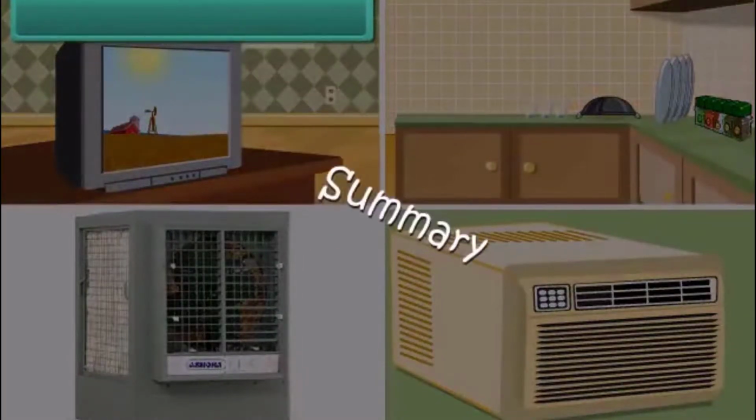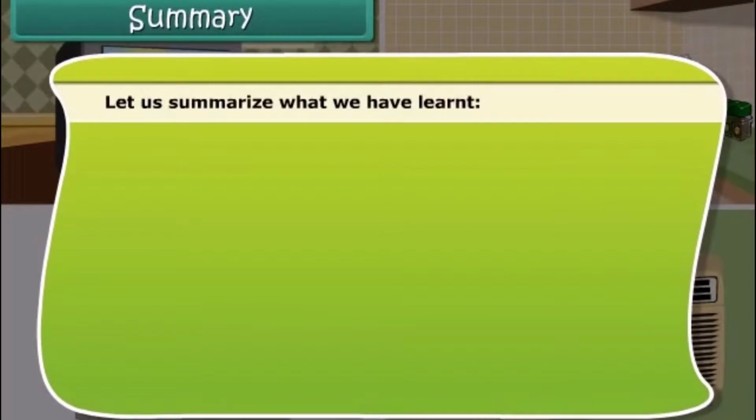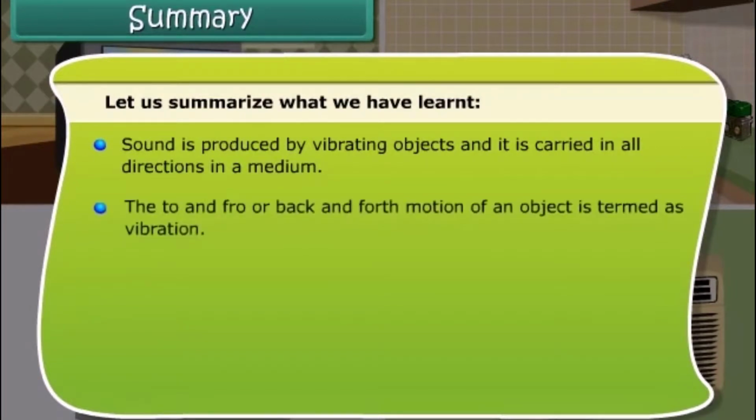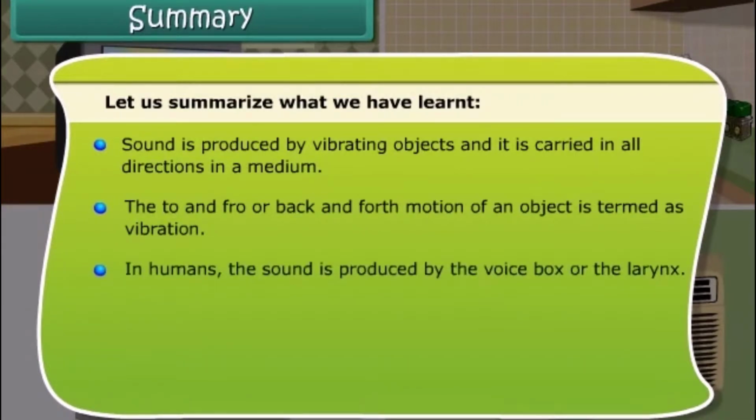Summary. Let us summarize what we have learned. Sound is produced by vibrating objects and it is carried in all directions in a medium. The to and fro or back and forth motion of an object is termed as vibration. In humans, the sound is produced by the voice box or the larynx.